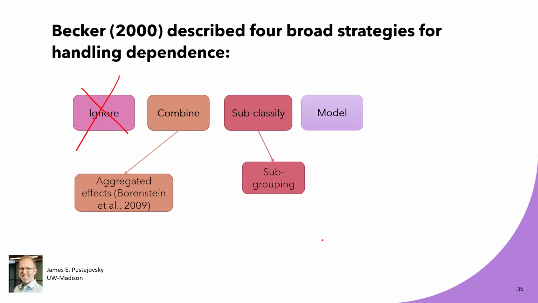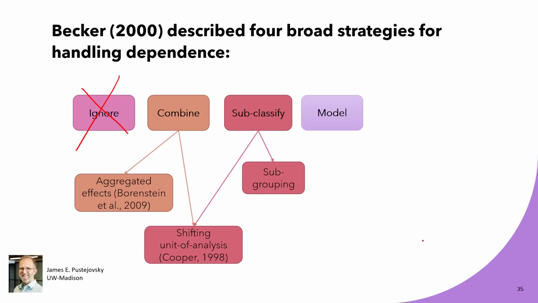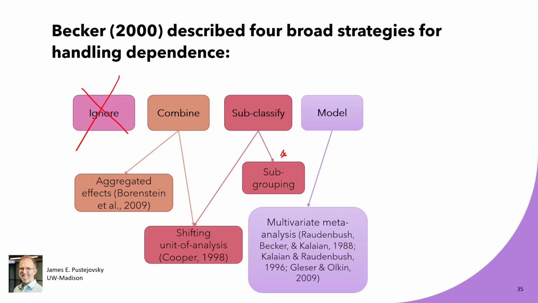You could, actually there's another version. You could subgroup the outcomes. So as I applied, we would do a classical meta-analysis. This is a way that we often deal with it. Cooper suggested a shifting unit of analysis one. You might have study level effects, you might have measure level effects, for example. Or you could model these things all at once.